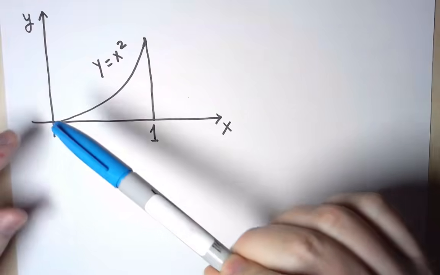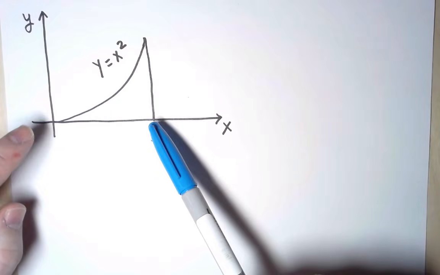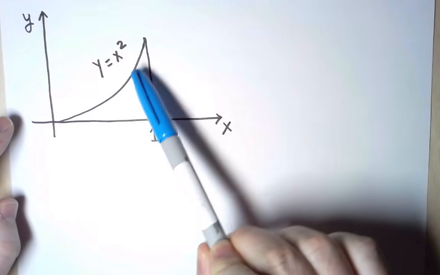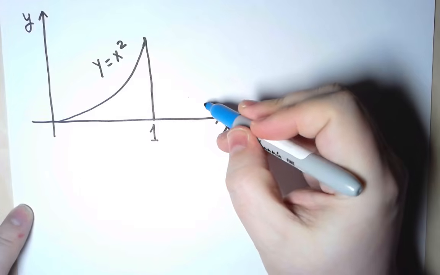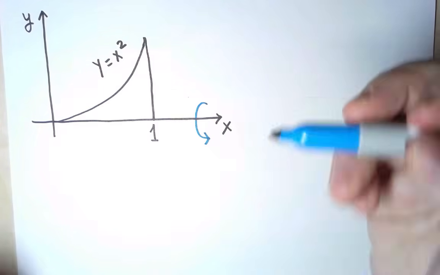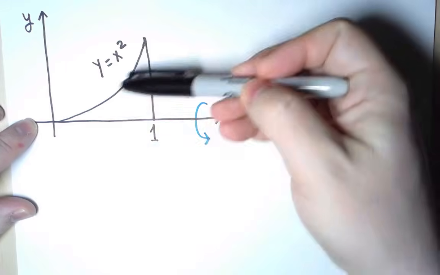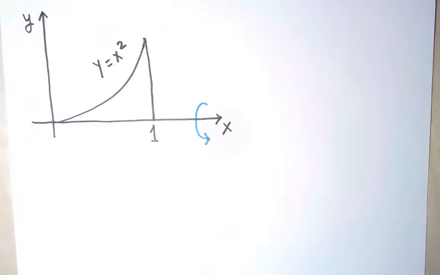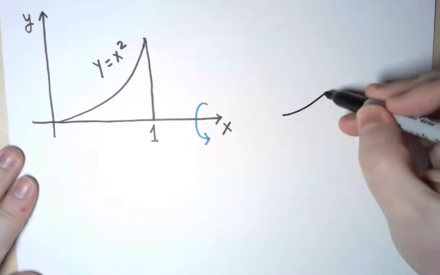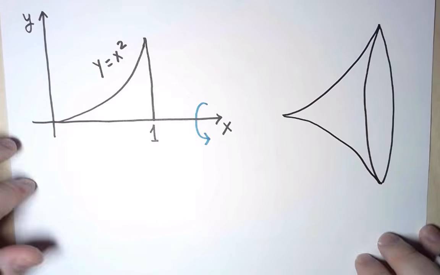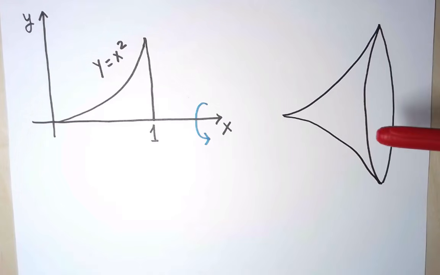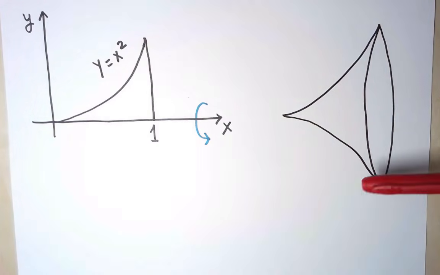This is the region R between y equals x squared and the x-axis from x equals 0 to x equals 1. So this is the region. And I'm going to rotate it around the x-axis. When this is rotated around the x-axis, it creates a solid. And it's going to look a little bit like this. It's kind of like a cone that has been bent a little bit.